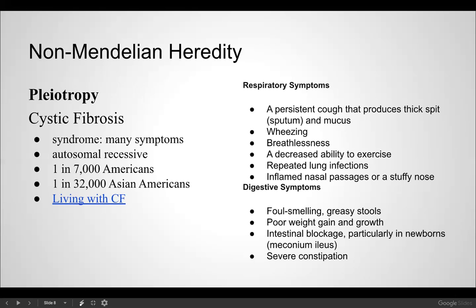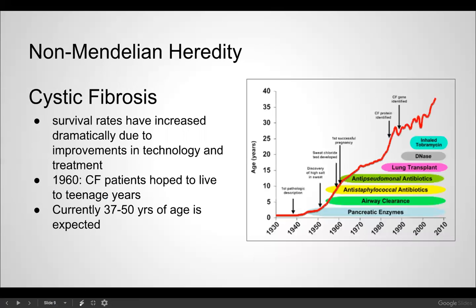So the respiratory symptoms: a persistent cough that produces thick mucus, wheezing, breathlessness, decreased ability to exercise, repeated lung infections, inflamed nasal passages, or stuffy nose. And there are digestive symptoms: foul-smelling, greasy stools, poor weight gain and growth, intestinal blockage, and severe constipation. Survival rates increased dramatically due to improvements in technology. In the 1960s, CF patients didn't live very long, and now they're living almost a normal life.